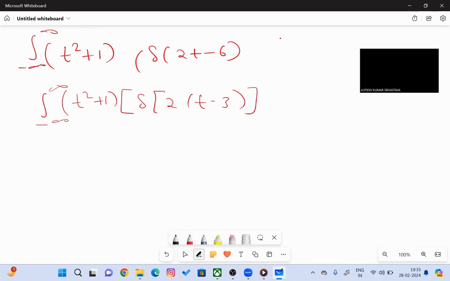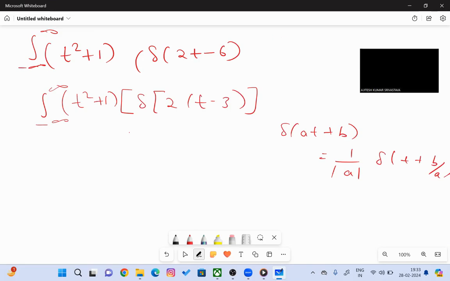We have already discussed the property that delta of at is 1 by mod a. So delta of at plus b is represented as 1 by mod a times delta of t plus b by a.